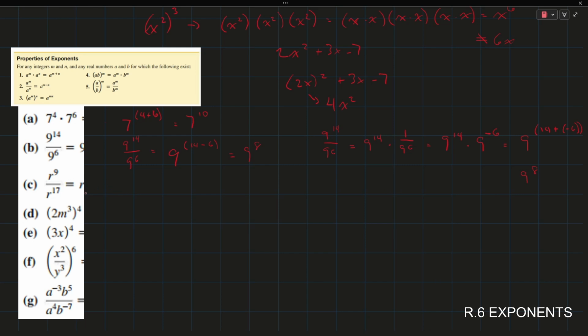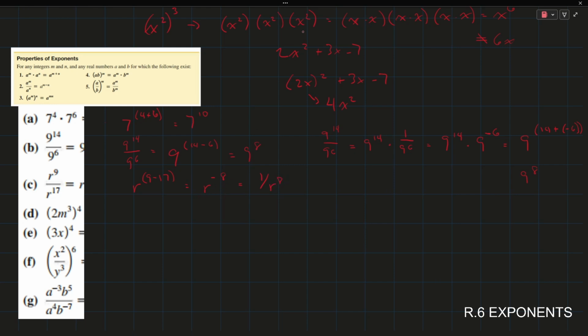This next one with the R, I'm just going to skip that. It would just be the same thing. It would just be R to the 9 minus 17. Well, I'll just write it out real quick. R to the power of 9 minus 17. Then you'd end up with R to the negative 8, and that could be rewritten as 1 over R to the 8.